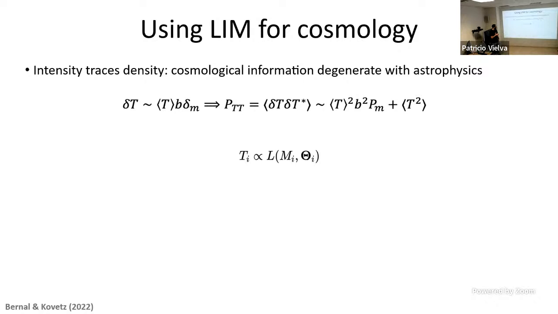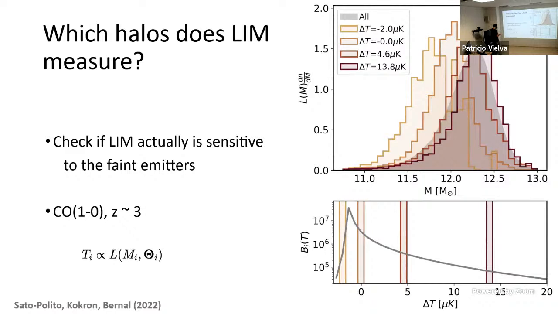And this is what I said in the end: if you care for cosmology, you want to focus on this matter power spectrum. If you care for astrophysics, you focus on this and this, basically because the luminosity of each galaxy is going to depend on the mass of the galaxy, but also on some other properties. And basically this gets us to some of the questions that I said before. If you remember that luminosity function and the faint emitters, it's interesting to see what kind of halos we can measure with line intensity mapping.